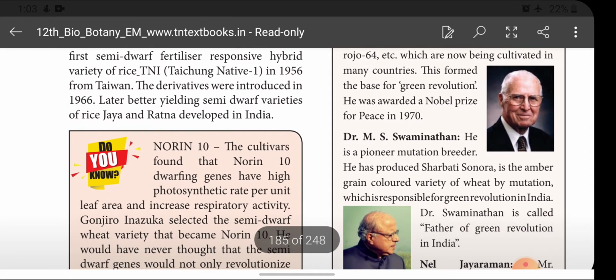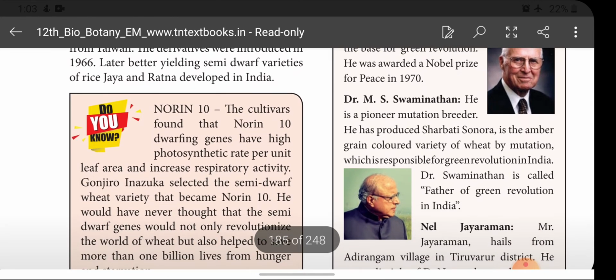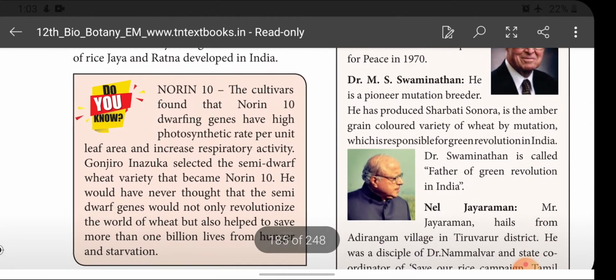Norin 10. The cultivars were found to have the Norin 10 dwarfing gene with a high photosynthetic rate per unit leaf area and increased respiratory activity. Then Gonjiro Inazuka selected the semi-dwarf wheat variety that became Norin 10. He would have never thought that the semi-dwarf genes would not only revolutionize the world of wheat but also help save more than 1 billion lives from hunger and starvation.